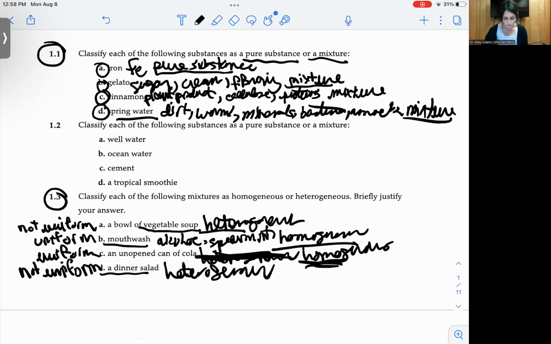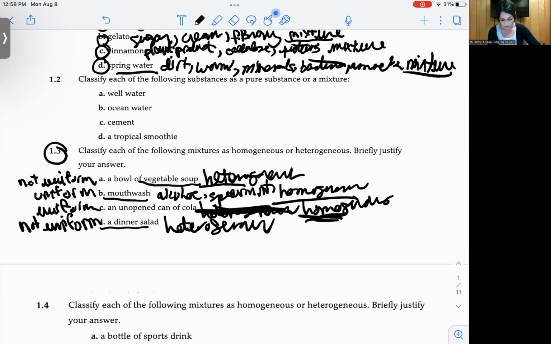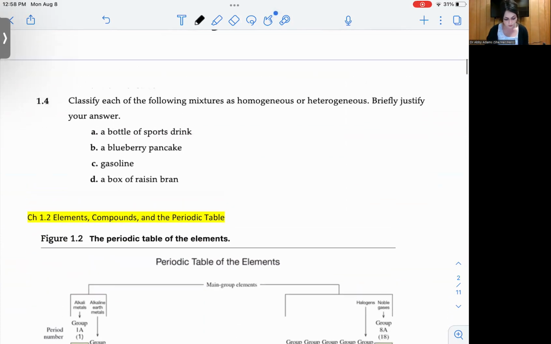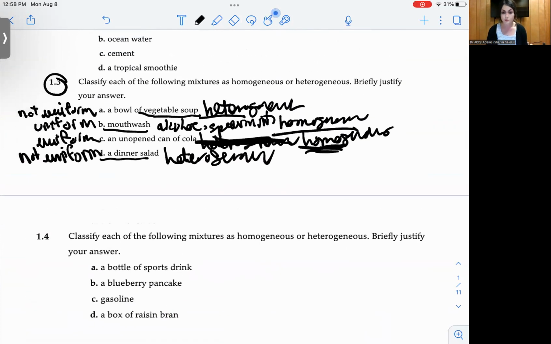So we have heterogeneous, homogeneous, homogeneous, and heterogeneous. Okay, you can see the differences. Not uniform, uniform, uniform, not uniform, right? Makes sense? Okay, we're going to save chapter 1.2.